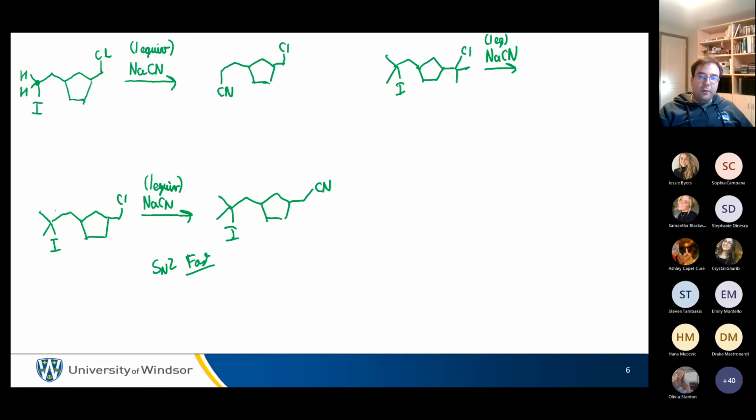So Faith is right. Cyanide is not basic. It's a good nucleophile. So we're looking at those and going, I don't know. They are both tertiary. I don't like tertiary. It's a nucleophile, not a base, but they're both tertiary.